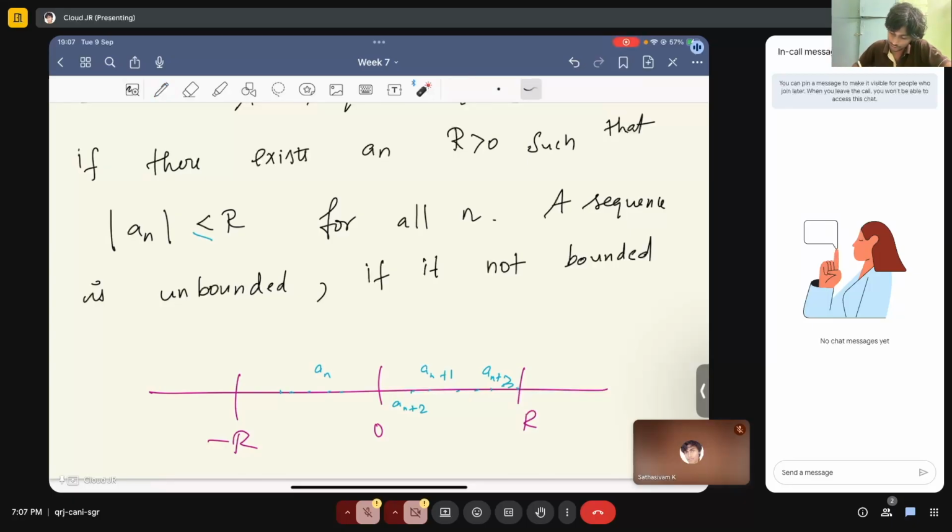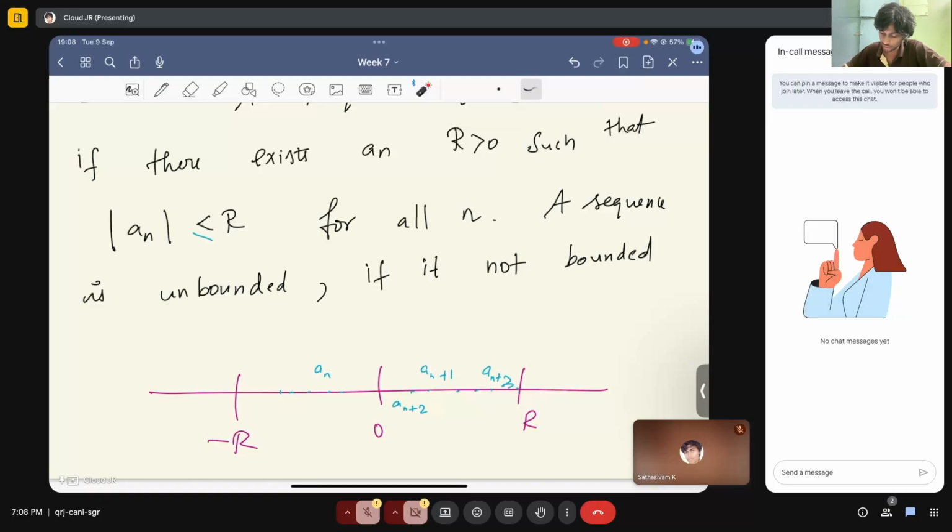Basically, a sequence being bounded means all of its terms lie between these two. For example, if you look at the natural number sequence, this is not bounded, right? Because you have one, two, three, four, and you keep going. At some point there will be an n which is greater than r. So the natural numbers are not bounded.